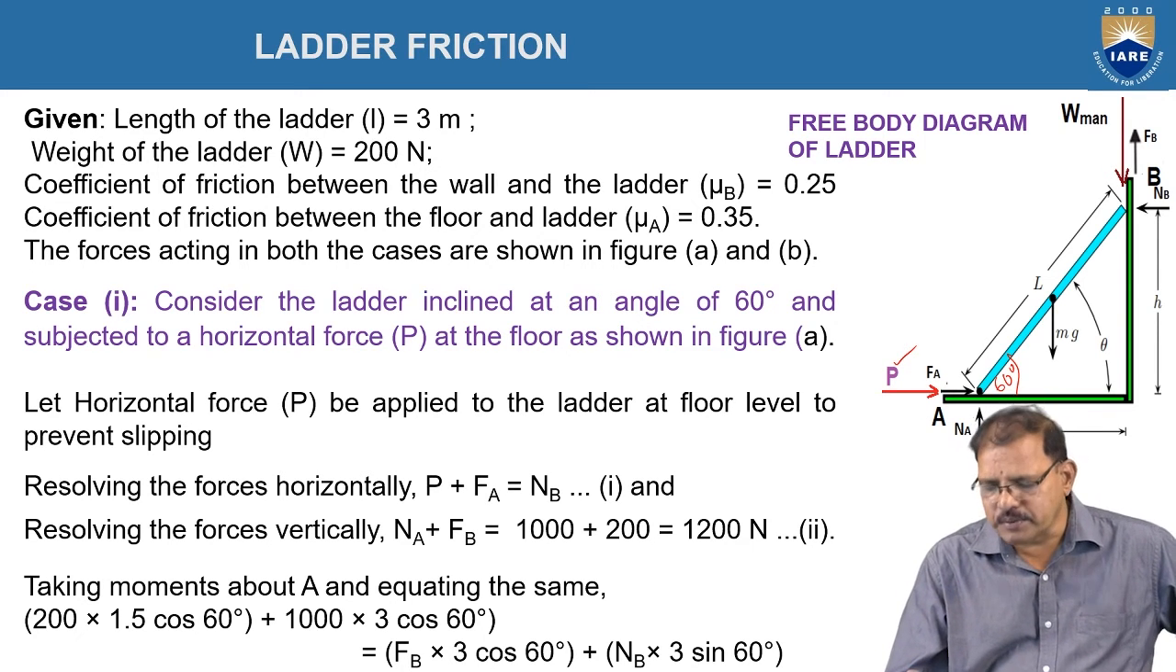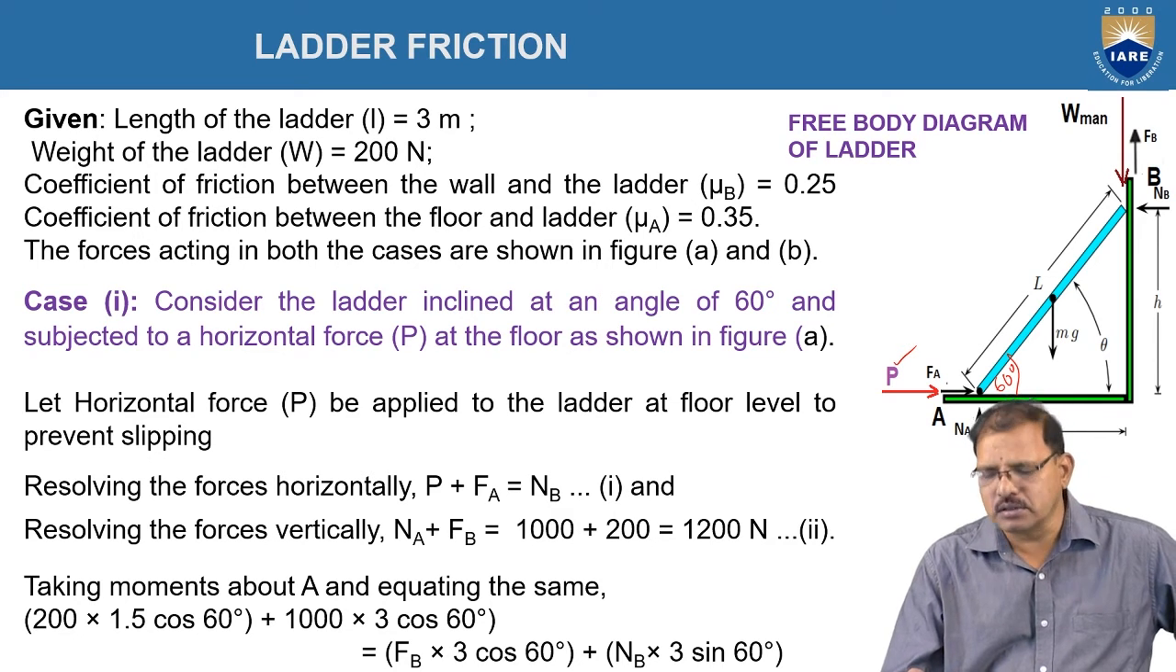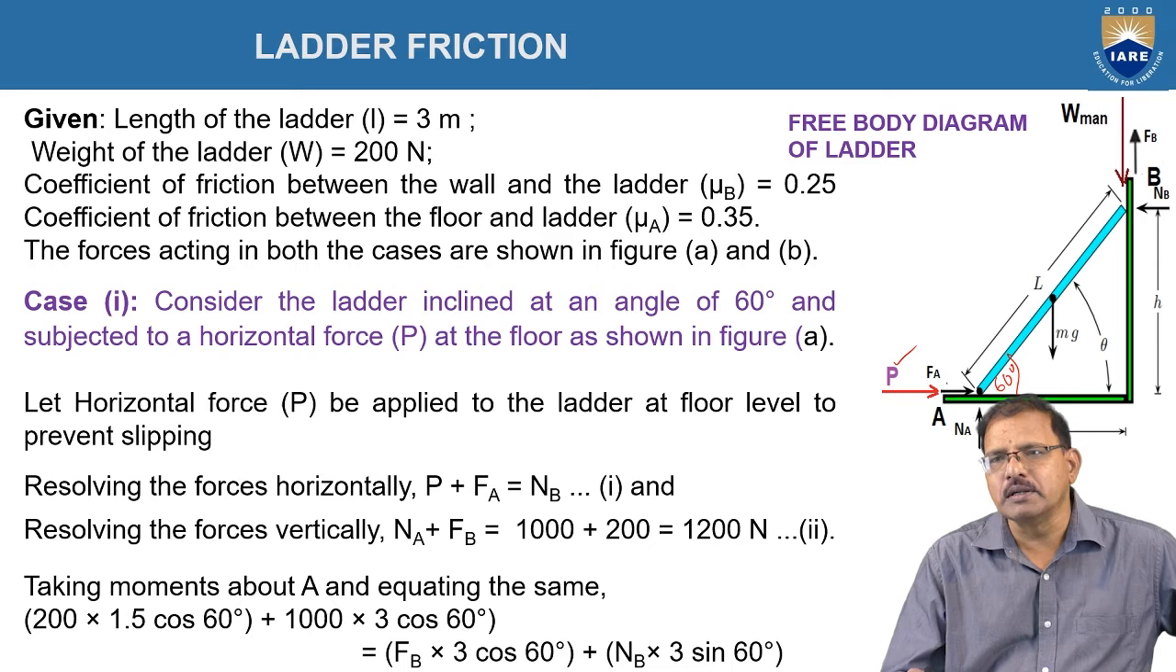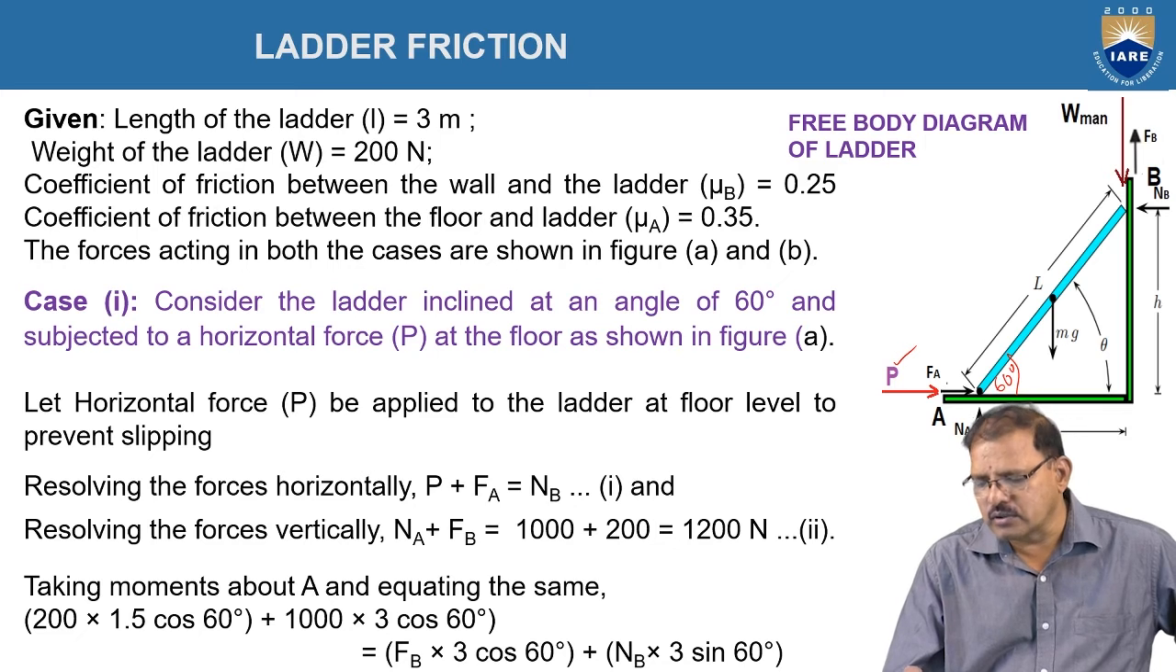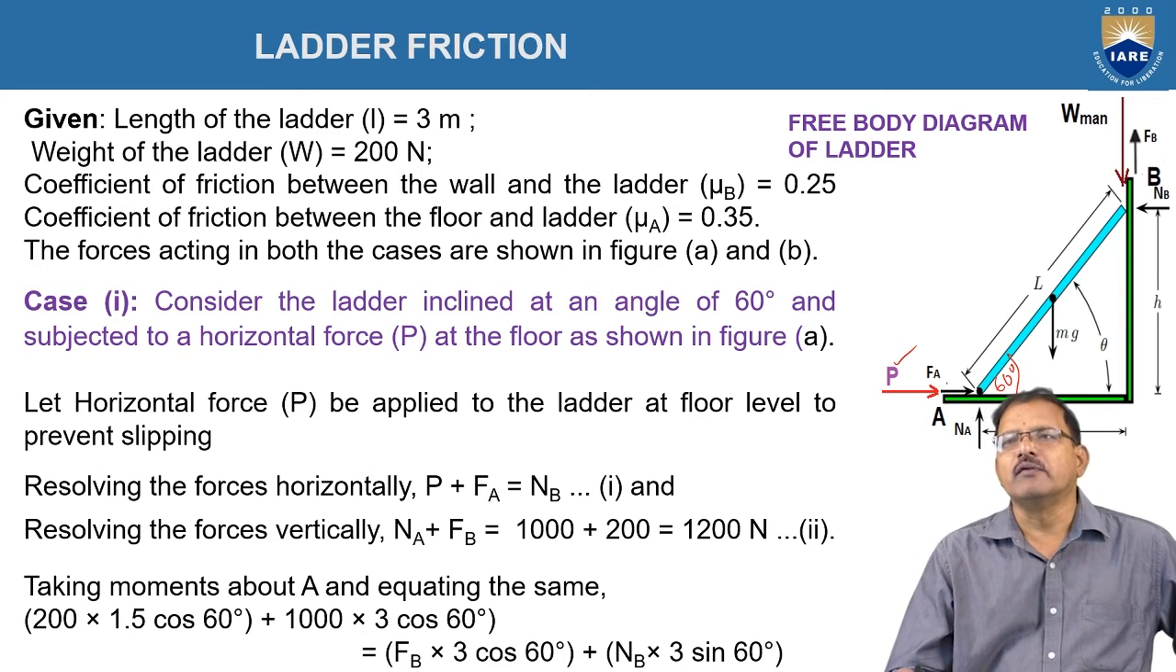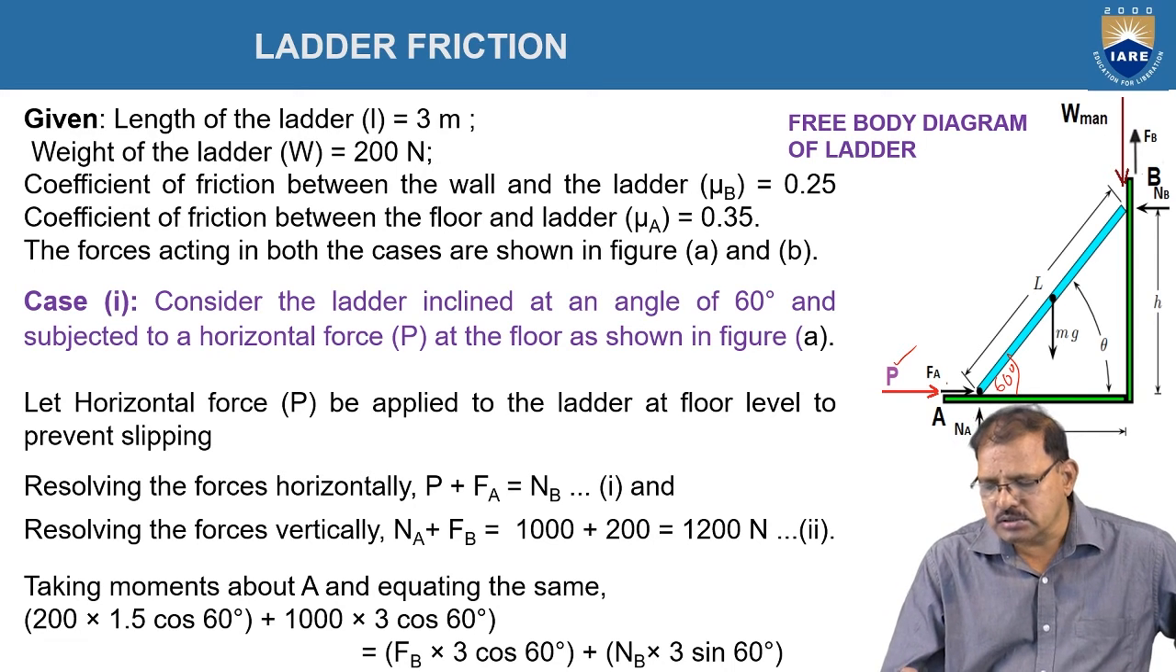Now, the free body diagram is represented in A, in which at point A is the normal reaction in upward direction. Here, preventing slipping means nothing but the point A moves towards the left side. Hence, FA is acting towards the right side. P force is also applied towards the right side. And at the top, normal reaction NB is acting horizontally toward the left side. Friction force is acting in upward direction. The man weight is acting downward. At the same time, in the middle, the weight of the ladder is acting downward, which are represented in the figure.